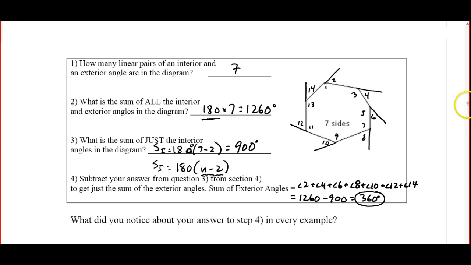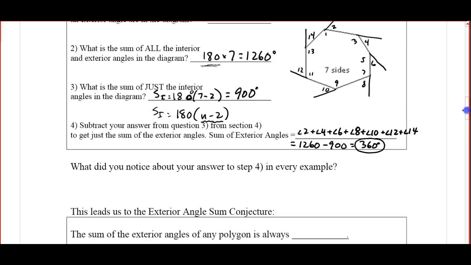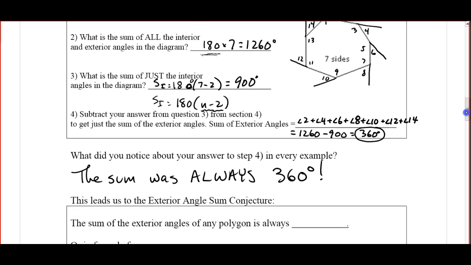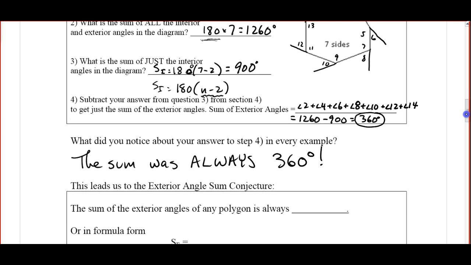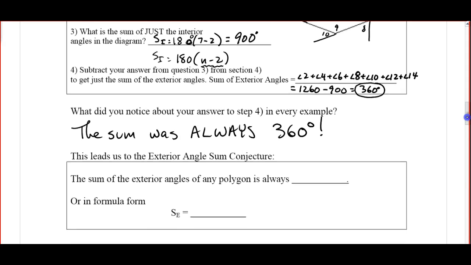So from these 3 examples, what we might conclude using some inductive reasoning is that no matter what size the polygon is, so what did you notice about your answer to step 4 in every example? The sum was always 360 degrees. Okay, so that's kind of interesting. No matter what size the polygon is, if we take an exterior angle at each vertex and add it up, it's always going to be 360 degrees.